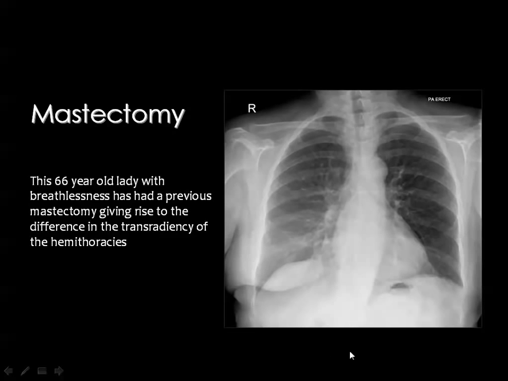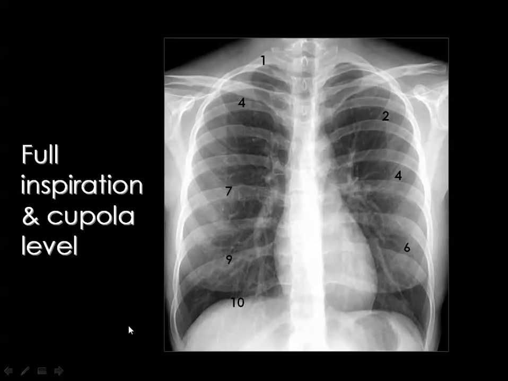In cases of mastectomy, if you look at the chest X-ray, you can see that the left breast has been removed, and that's why you can see more translucency in the left lung compared to that of the right lung, and you see the shadow of the breast superimposed on the lung base here on the right side.